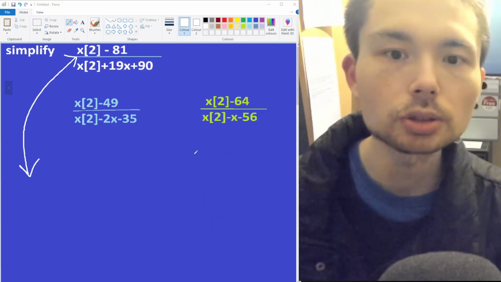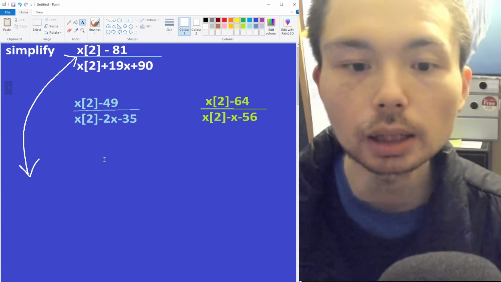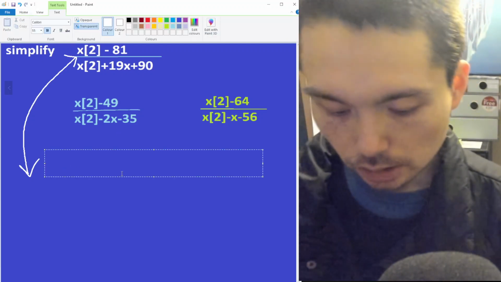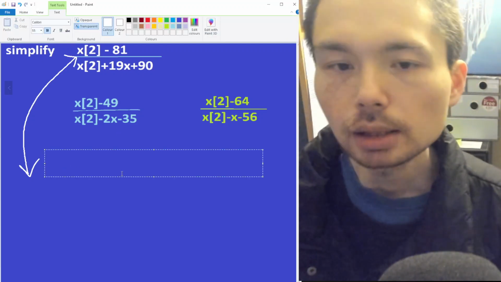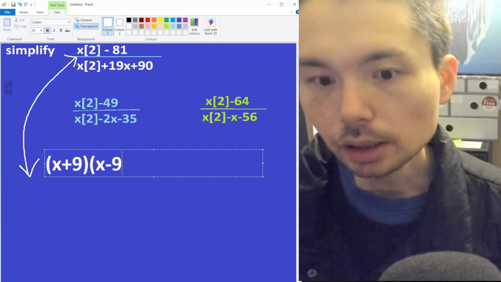Let's do a few more examples and then we're good. Simplify this one. Okay, you see the top, x squared minus 81. 81 is a special kind of number. It is a square number, so this is x plus 9 over x minus 9. That is the difference of two squares.